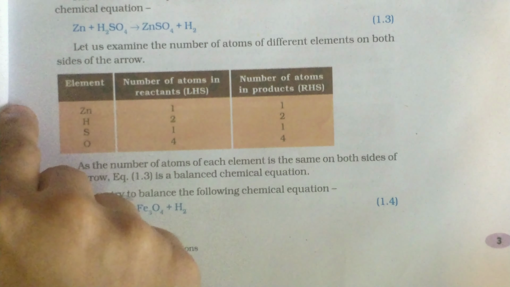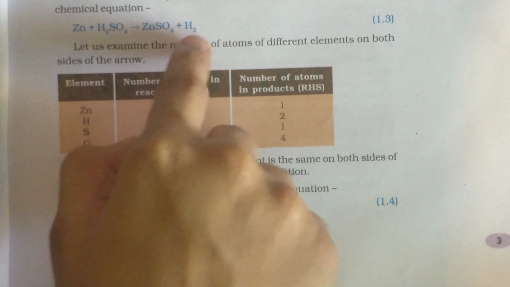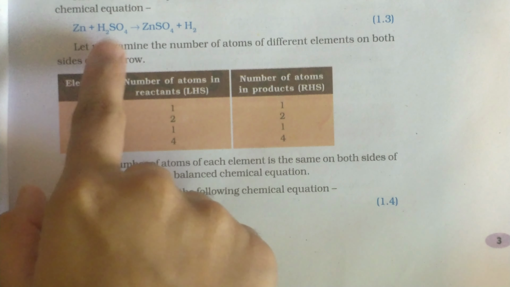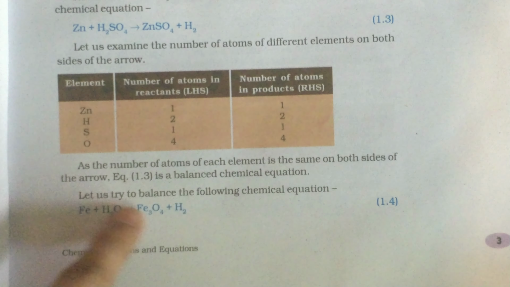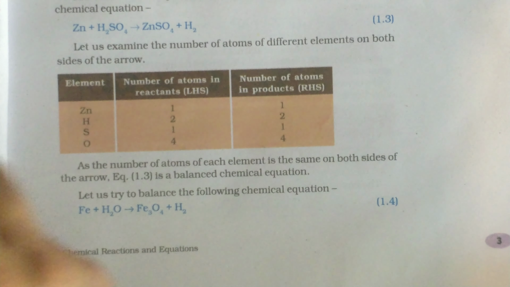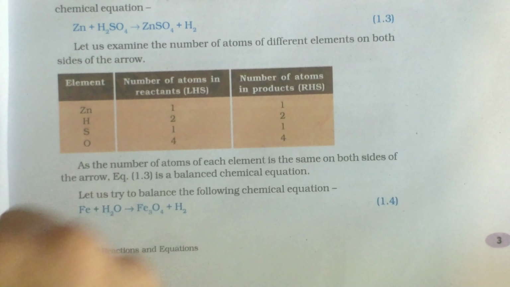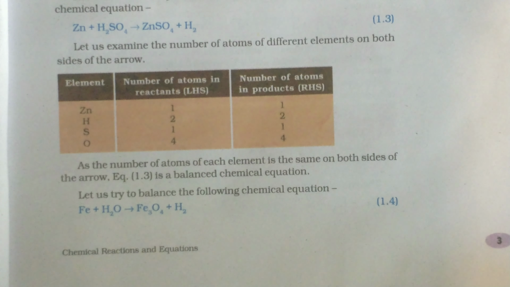Now in oxygen, oxygen is 4 here and oxygen is 4 here too. So 4 and 4. So that is element, reactants and products. By this table we can easily balance an equation. You might not be so clear about this, but the more we solve, the easier it will get. So let us see the next chemical equation.